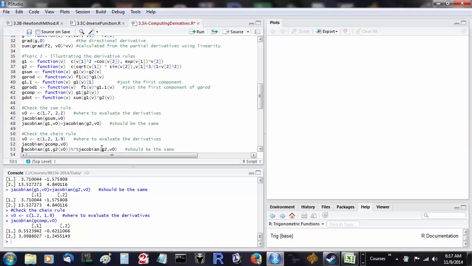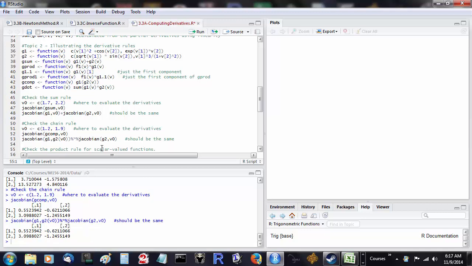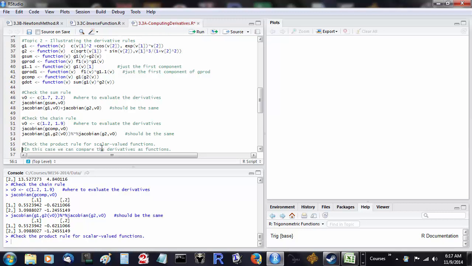This one you have to be a little bit careful with, because you take the Jacobian of g1 and you evaluate it at g2 of the vector v0. Then you matrix multiply that by the Jacobian of g2 evaluated at v0, and it comes out the same. Let's try the product rule.